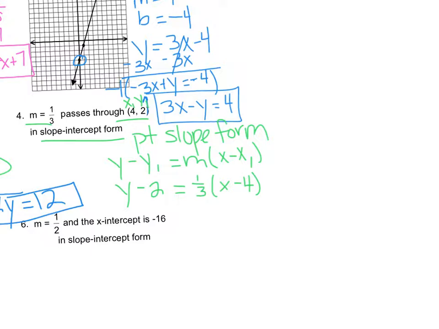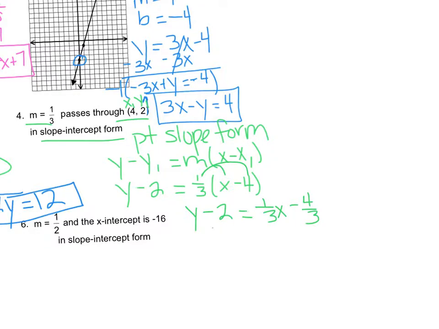Okay, so we are wanting it in slope-intercept form. So we're going to distribute next. So that's 1/3 x. 1/3 times a -4 is a -4/3, because you're just doing 1 times 4 to get 4, and then your denominator is 3.